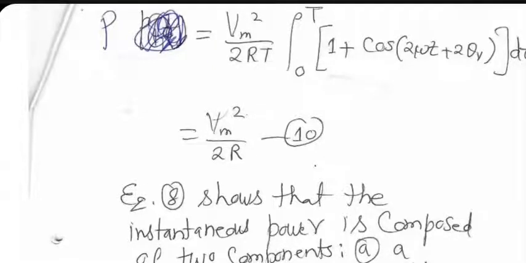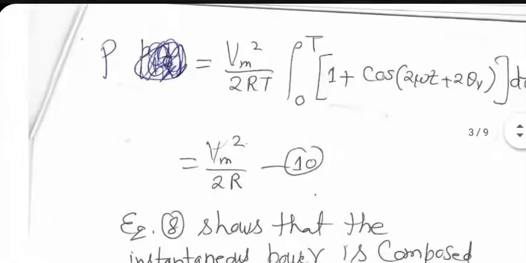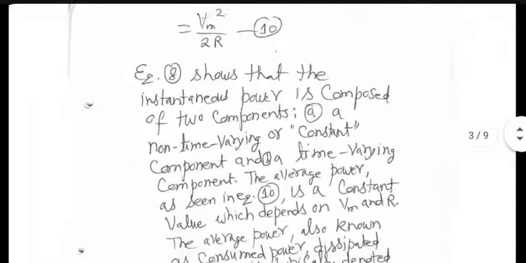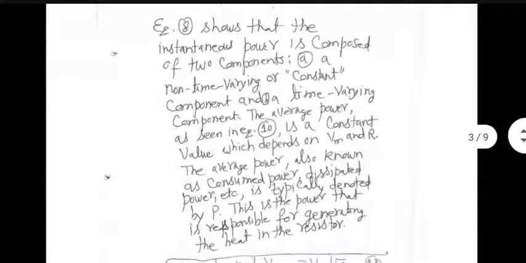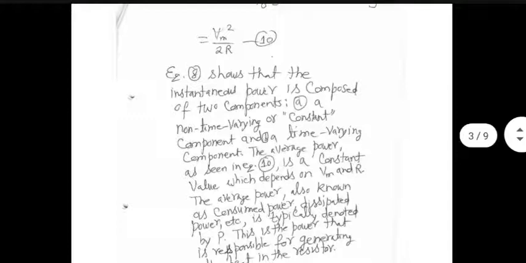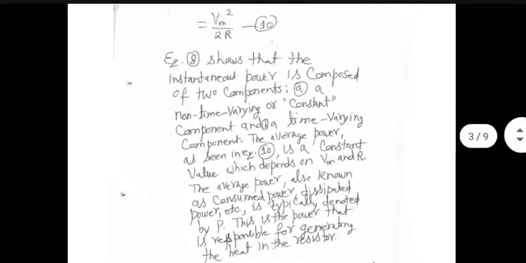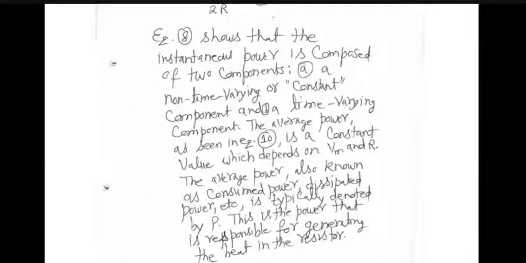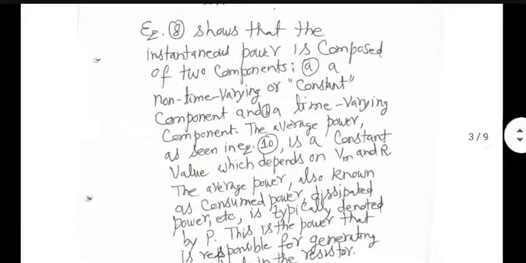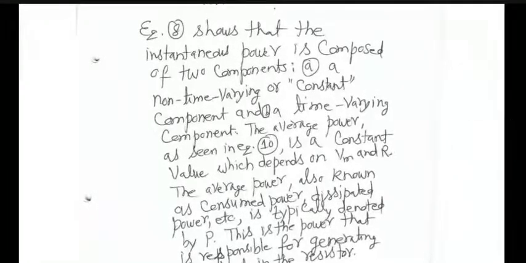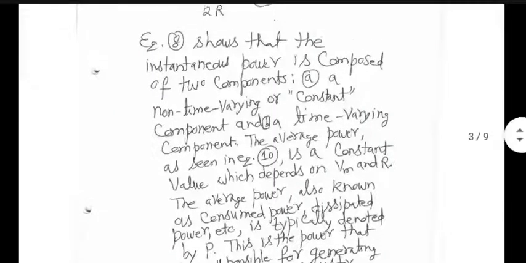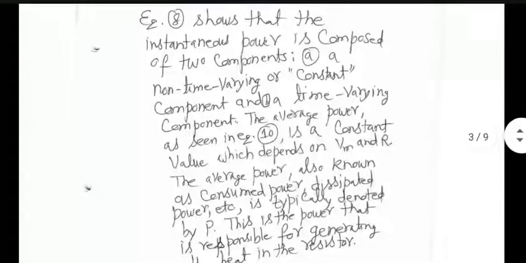Now, other thing is Vm and Vrms are related. First of all, let's read this carefully, what I've written here. Equation, I know you may not be able to read it fully, but at least look at the text. Equation shows that the instantaneous power is composed of two components: A, a non-time varying or constant component, and B, a time varying component. The average power, as seen in equation 10, is a constant value, which depends on Vm and R.